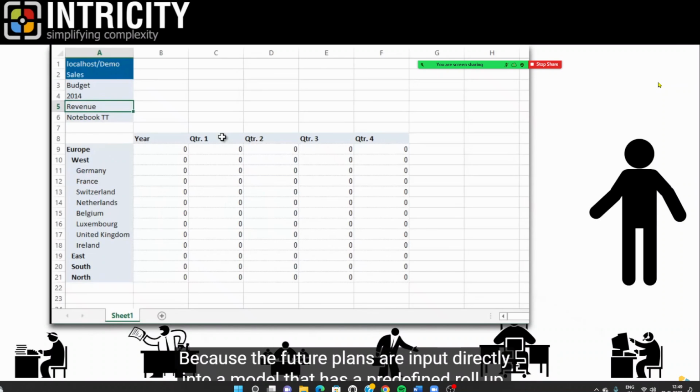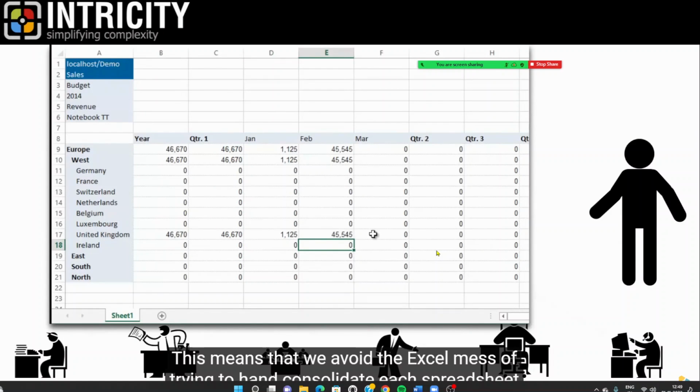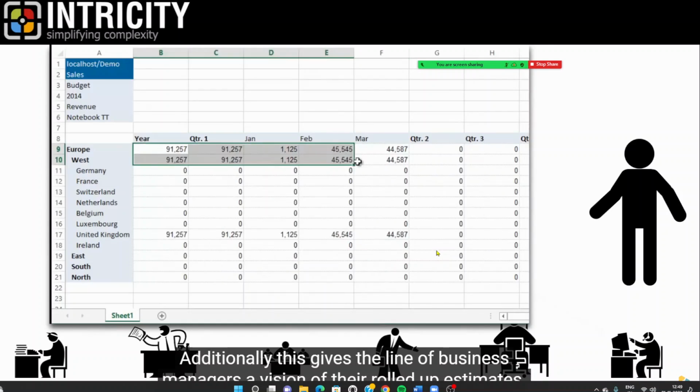Because the future plans are input directly into a model that has a predefined roll-up, the results are automatically consolidated for the Office of the CFO. This means that we avoid the Excel mess of trying to hand consolidate each Excel spreadsheet sent via email. Additionally, this gives the line of business managers a vision of their rolled up estimates.